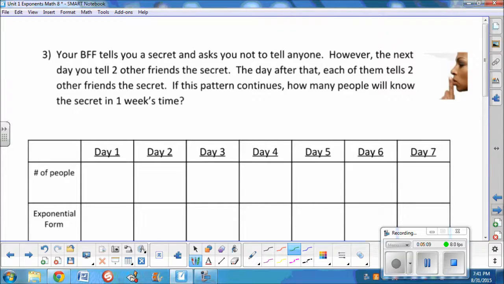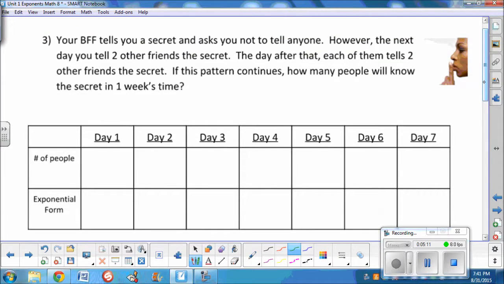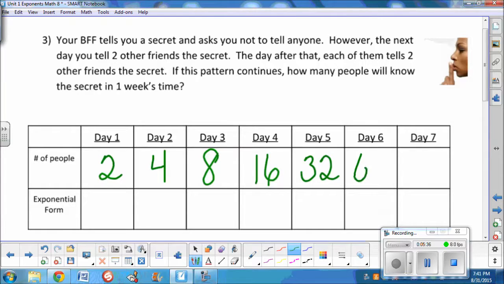So on day 1, okay, how many people know the secret? 2 people, you and your best friend. Okay? And then tell 2 more people. Okay, the day after that, each of them tells 2 other friends the secret. So we're multiplying by 2. So now we've got 4 people know the secret. Multiplying by 2, 8, 16, 32, 64. We keep multiplying by 2. So at the 7th day, 128 people know the secret.